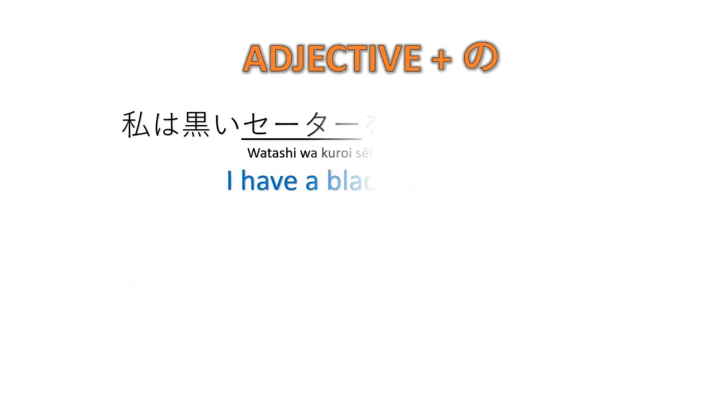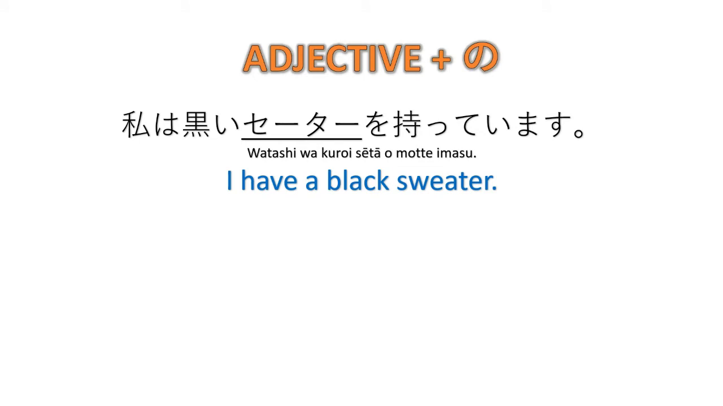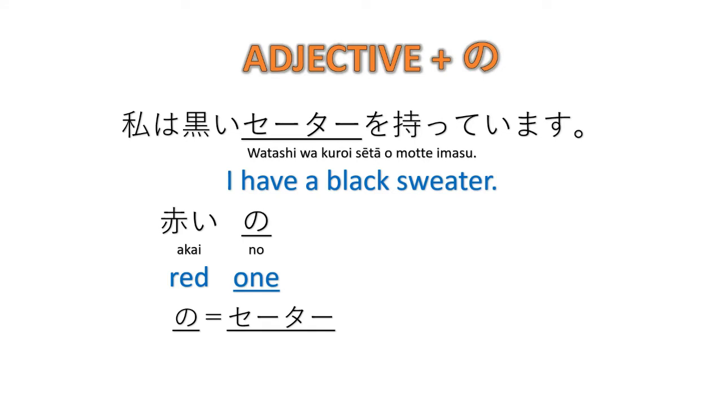Another example, we have Watashi wa kuroi seeta o motte imasu. I have a black sweater. So here, I want to say, I have another kind of sweater. I have red sweater. So here, instead of saying akai seta, we say akai no, red one, a red one. So no is equal to seta. So it substitutes sweater and it is understandable.